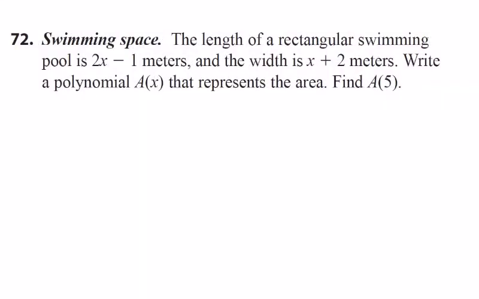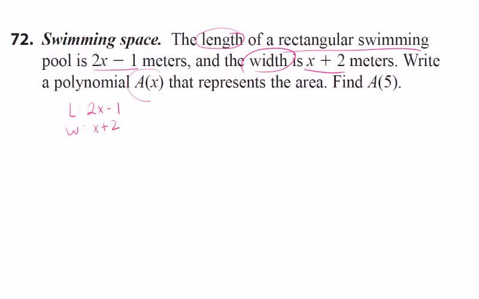Let's look at some applications. So this is number 72 from 4.5, and we did some of these even on the review and some of the previous lessons, but just to reinforce some of these. So here we have a rectangular swimming pool, and we know the length is 2x minus 1, and the width is x plus 2.